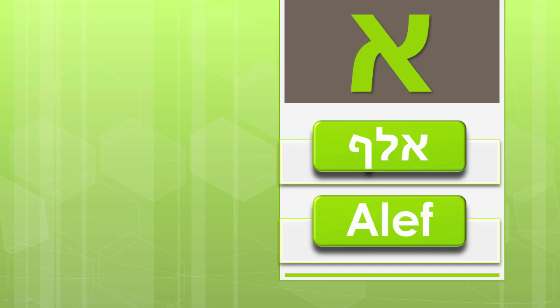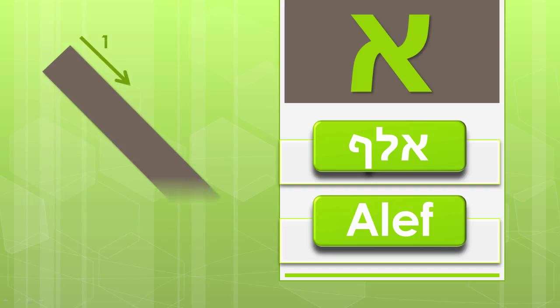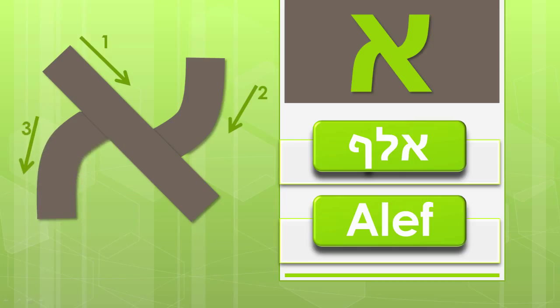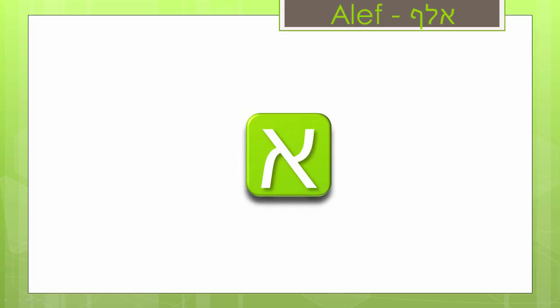Let's have another look. Again, line number 1. Then this curve. And another one. Great. So this is the letter Aleph. Let's just say it one more time. Ready? Aleph. Okay, great. Let's look at some examples of words that begin with the letter Aleph.